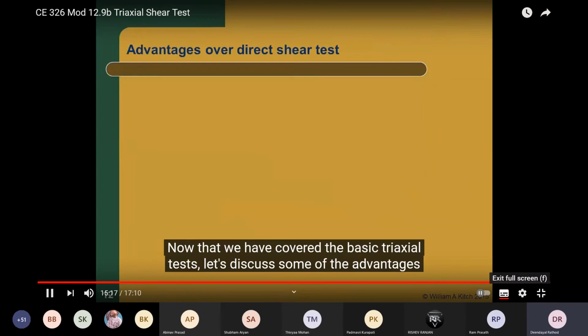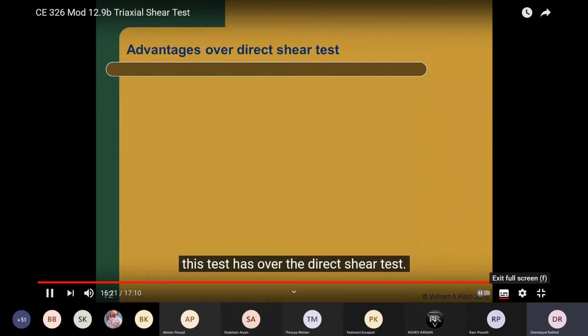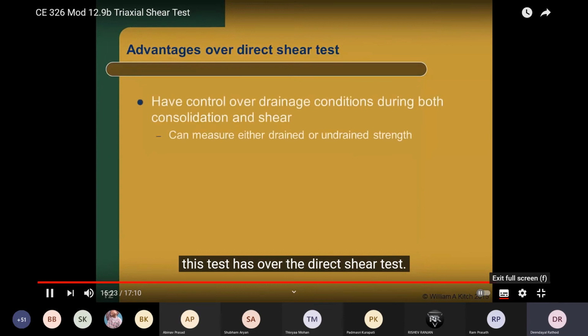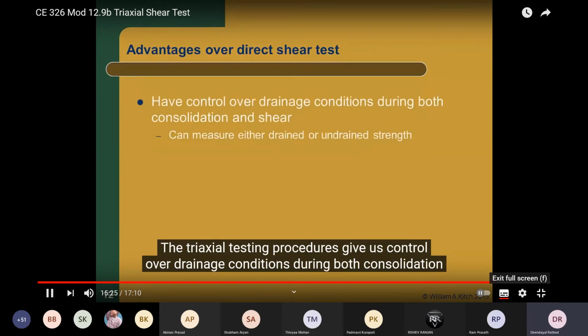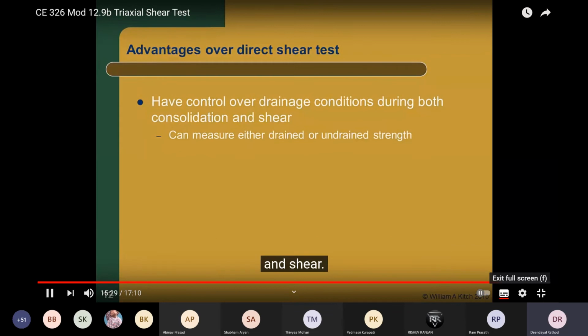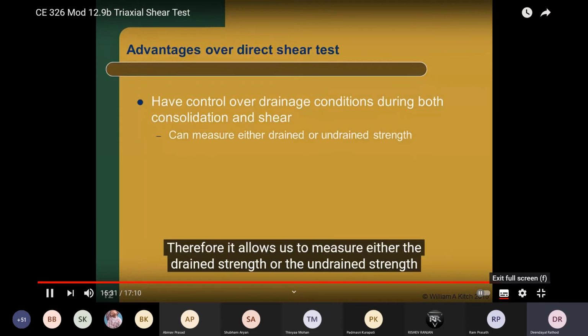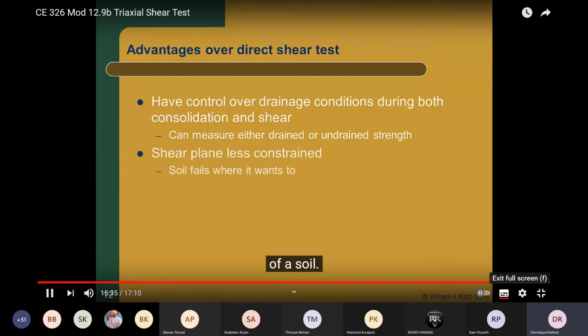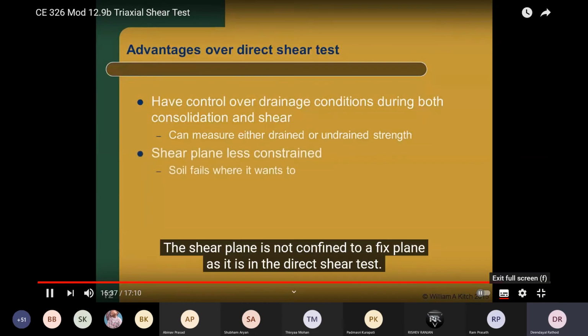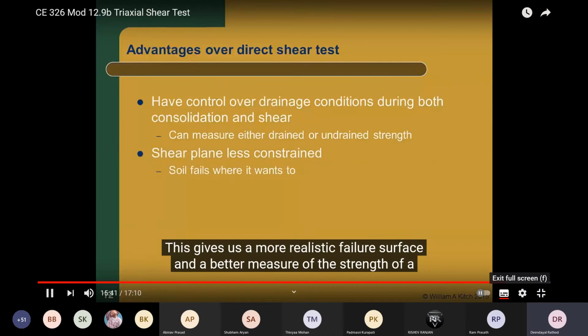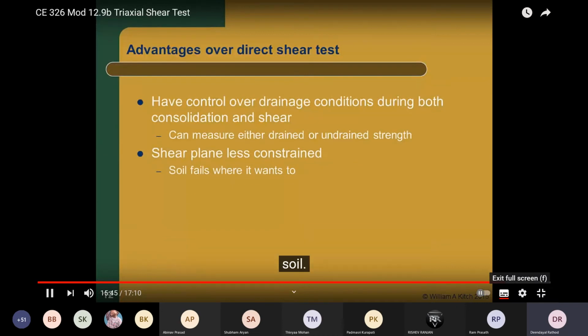So now that we've covered the basic triaxial tests, let's discuss some of the advantages this test has over the direct shear test. The triaxial testing procedure gives us control over drainage conditions, both during consolidation and shear. Therefore, it allows us to measure either the drained strength or the undrained strength of a soil. The shear plane is not confined to a fixed plane as it is in the direct shear test. This gives us a more realistic failure surface and a better measure of the strength of a soil.